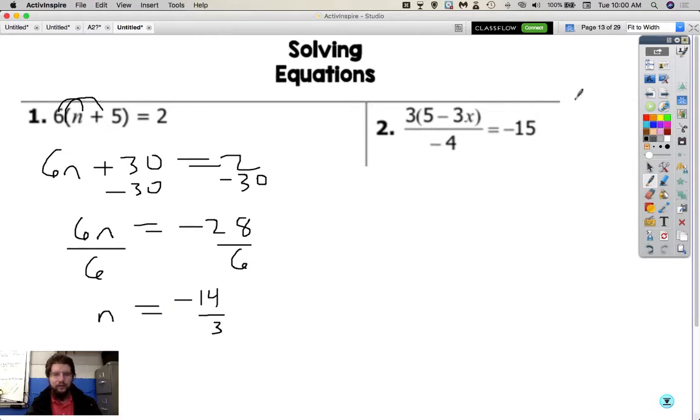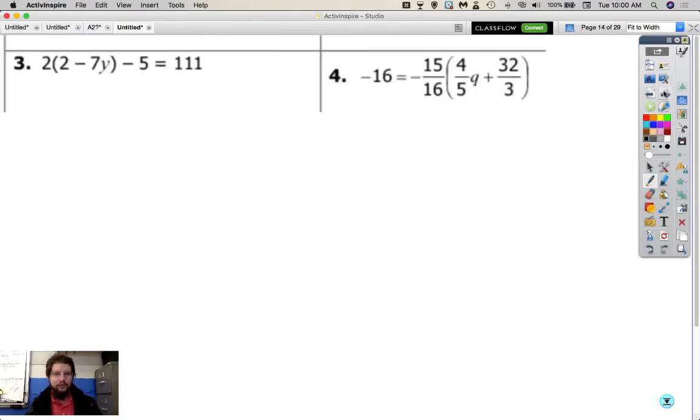All right, so let's see a more interesting problem. Let's look at number 4. So we got all kind of mess going on here. The very first thing we want to do is distribute. So I'm looking in here. I see this nasty fraction I need to distribute. Just do it. So negative 16 equals.